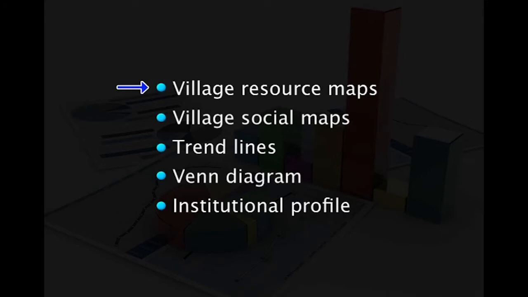So, there is a tool package connected with this approach, that is SIGA tools package. This consists of the first, development context toolkit. This is to learn about the economic, environmental, social and institutional patterns that pose supports or constraints for development. The relevant tools used for analyzing contextual issues at the micro level include village resource maps, village social maps, trend lines, Venn diagram, institutional profile.